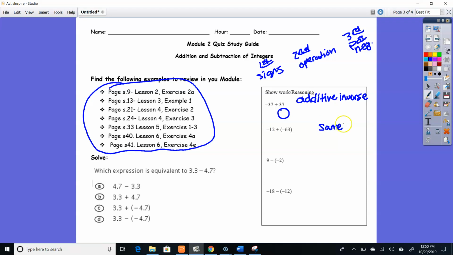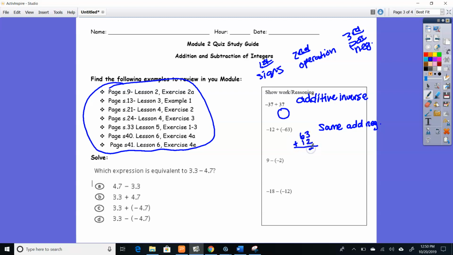Second word is the operation, so because they're the same, we're going to add. And the third word is if they're positive or negative. Well, they have the same sign, so they're both going to be negative. So then we're just adding the absolute values. The absolute value of negative 63 is 63, and the absolute value of negative 12 is just 12.